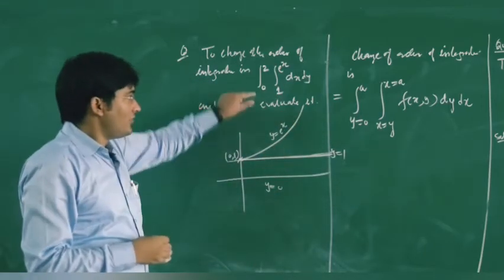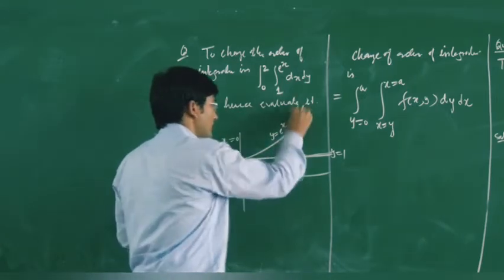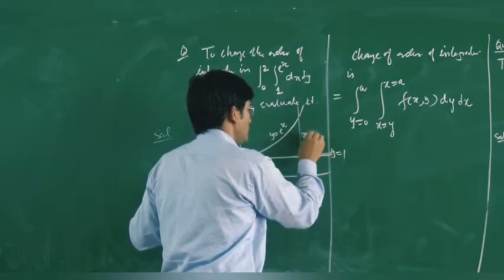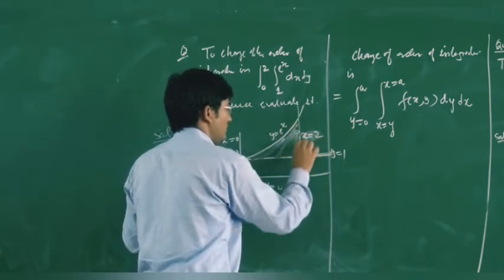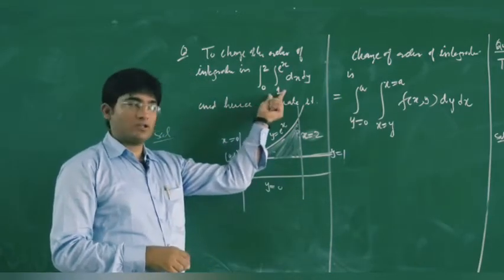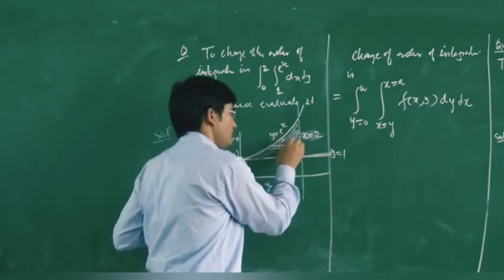Now the values of x are from 0. So this is your x equal to 0 line to x equal to 2. So this is your x equal to 2 line. So the required region is this one. So this is our required region. Initially we have the limits of y in terms of x. Now we will take the limits of x in terms of y.